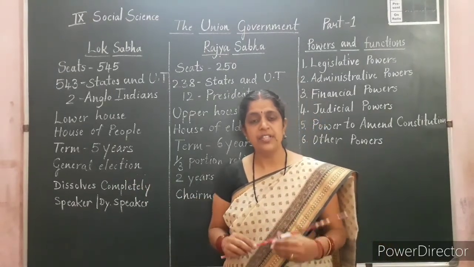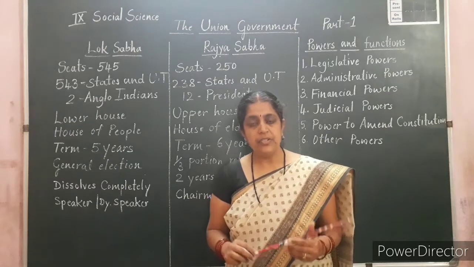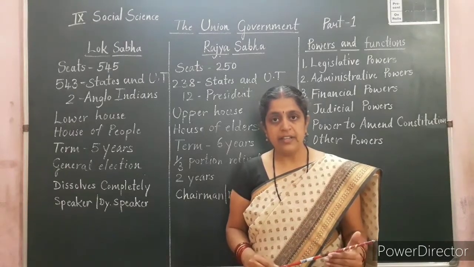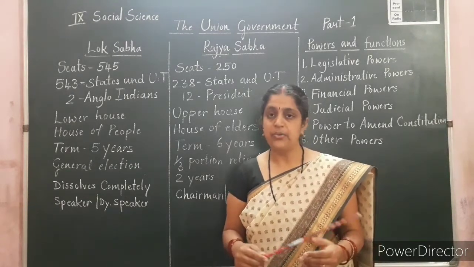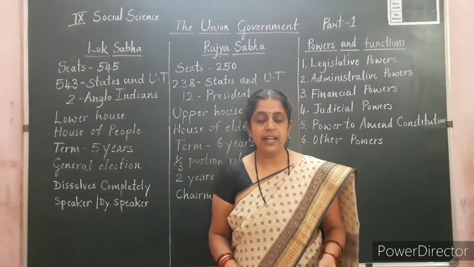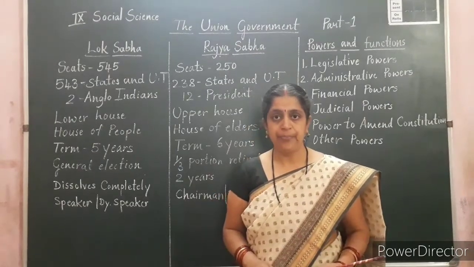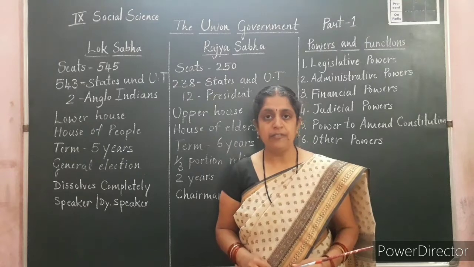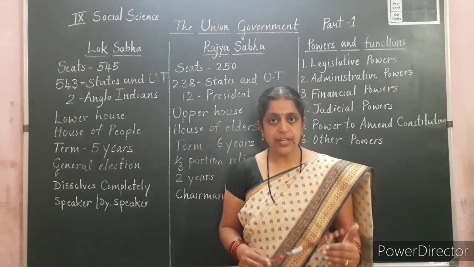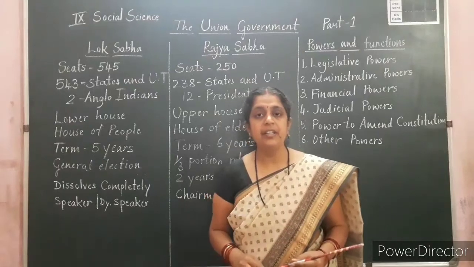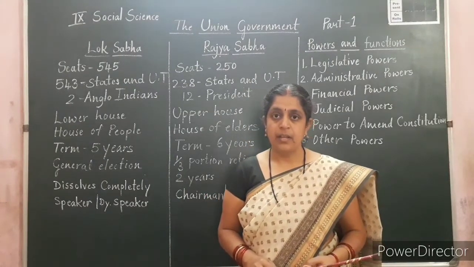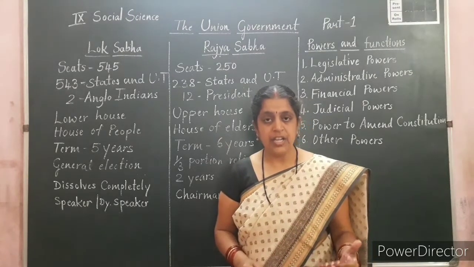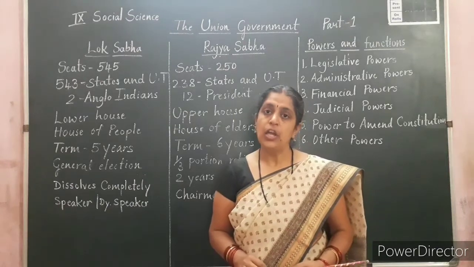Then how does this house get dissolved? Naturally, after completion of 5 years, the house gets dissolved. Then one more general election is held and a new government comes to power. Sometimes the house is dissolved even before 5 years. On the recommendation of the Prime Minister, the President has the right to dissolve the Lok Sabha.